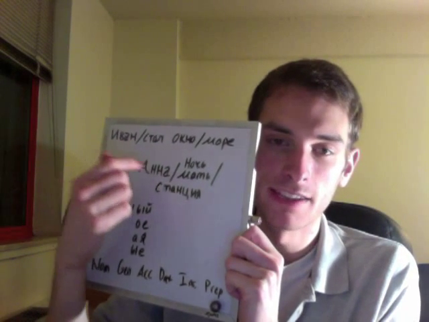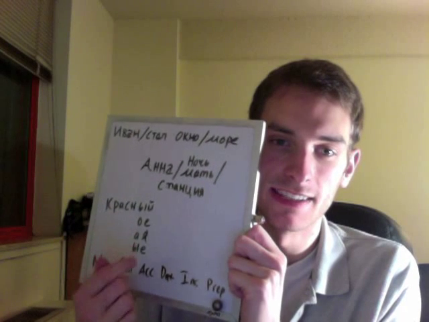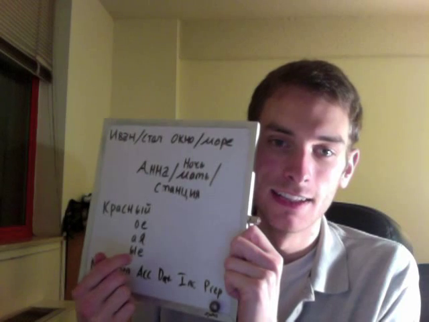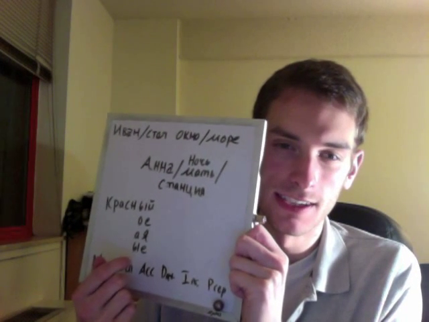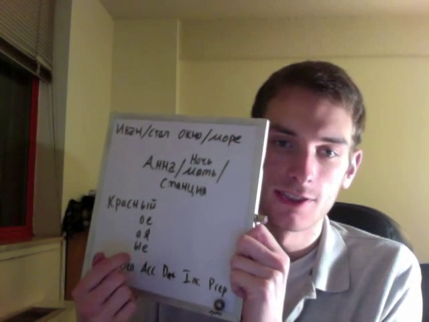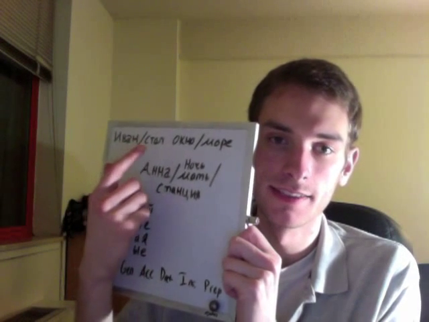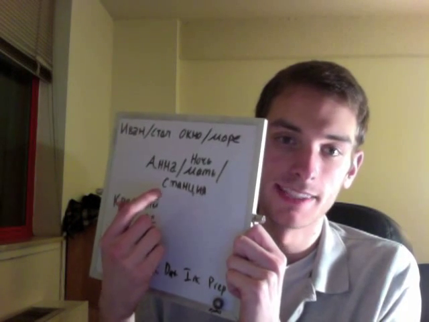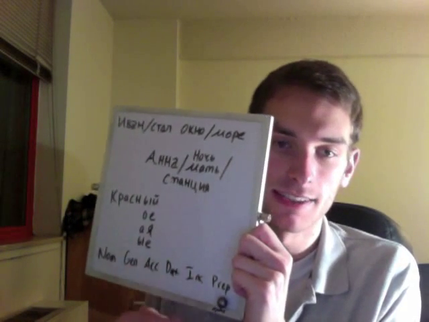For masculine and feminine, you just add an E sound, because that soft sign with a line after it is E. It's kind of a sound that doesn't exist in English. And then, plural: красные. Столы, that would be tables. Станции, that would be stations.